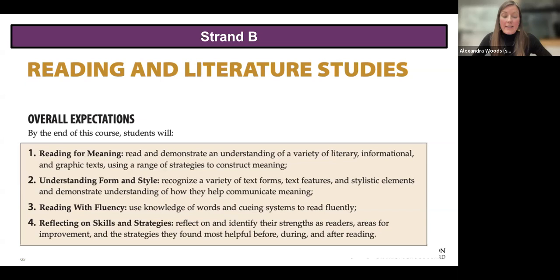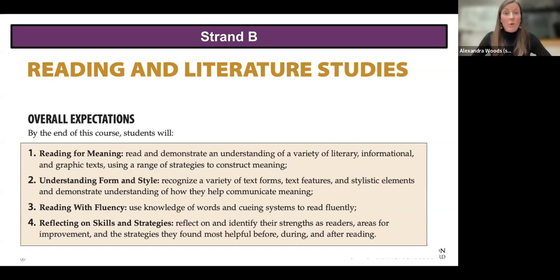And so by the end of the course, students are expected to read for meaning, so really understanding a variety of different types of texts, including graphic texts and novels, understanding form and style, which is really how the text is organized, and different stylistic elements and how that might reflect a specific genre, to read with fluency, so using knowledge of words in order to read fluently, and then again, reflecting on their skills and strategies as what's working for them, what's not. What are their areas of strengths and areas for improvement?